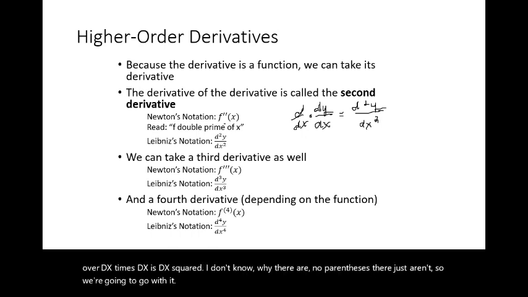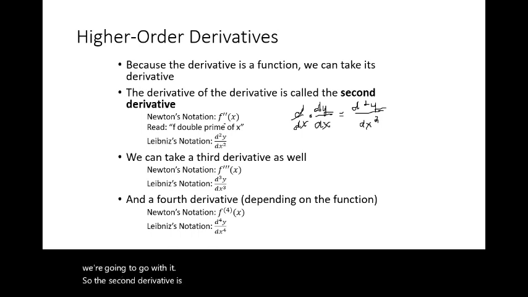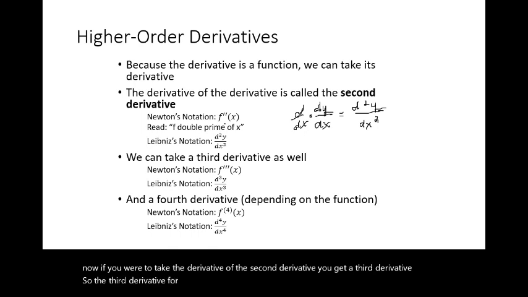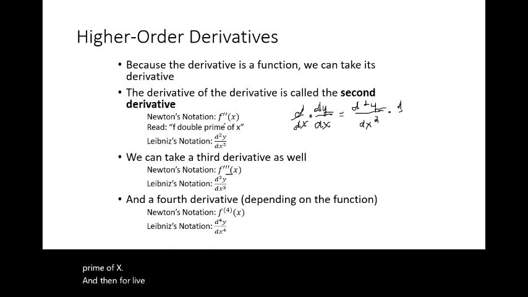So the second derivative is the derivative of the derivative function. Now, if you were to take the derivative of the second derivative, you get a third derivative. For Newton's notation, we add another prime mark, and this is read as f triple prime of x. And for Leibniz's notation, we just tack on another d dx, and we get d cubed y over dx cubed.